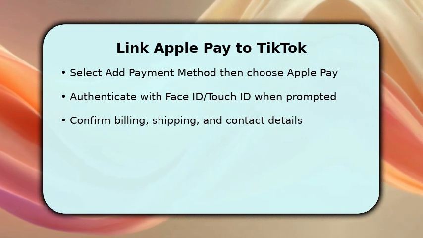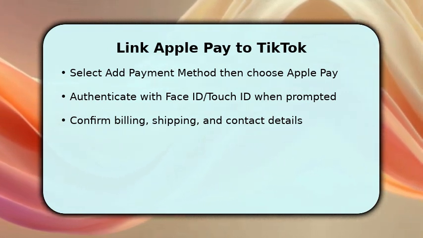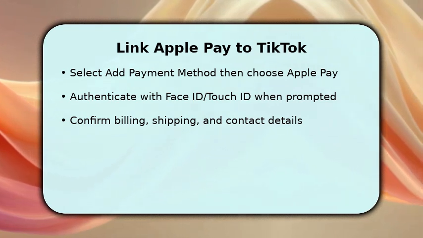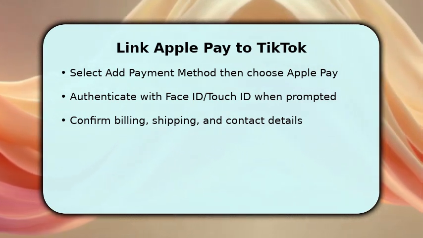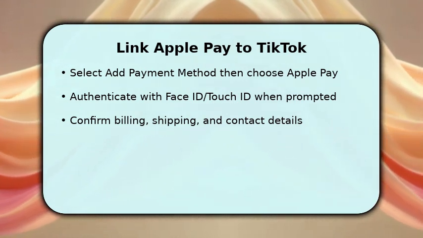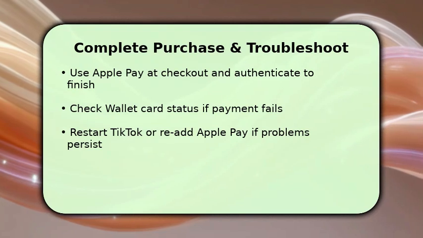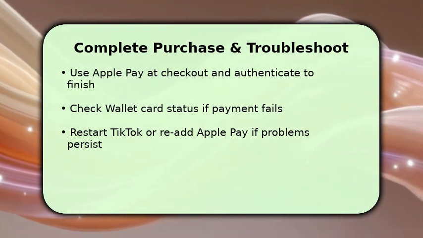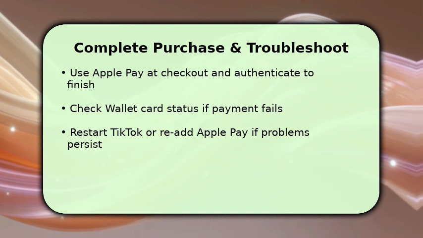Review and tap Confirm. This step ties the wallet token to in-app purchases and creator payments, which speeds checkout and reduces fraud risk. If you finish by using Apple Pay at checkout, tap Checkout, choose Apple Pay, then authenticate with Face ID or Touch ID to complete the transaction. Once done, the tokenized payment confirms instantly and you'll get a receipt.